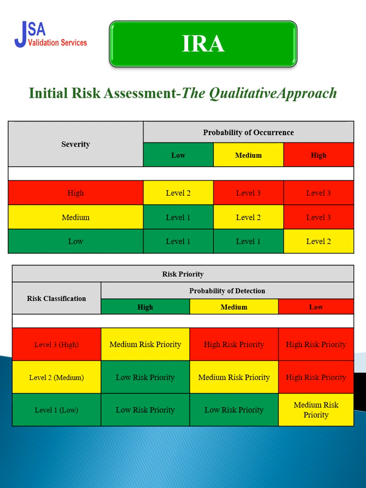So this way, first of all, we have to calculate the risk classification. This is the risk classification. Now level 1, level 2 and level 3. Level 3 is high, level 2 is medium and level 1 is low.